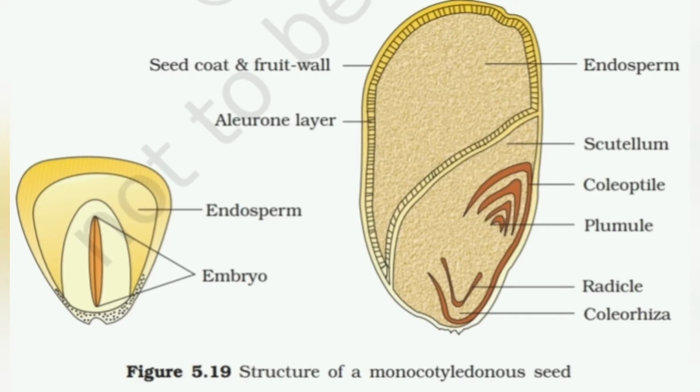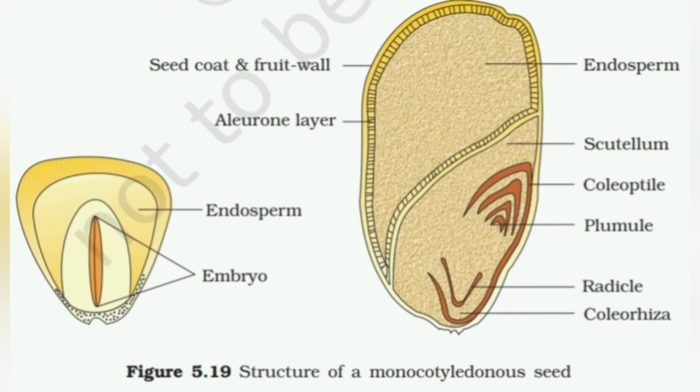Let us have a look at the monocot seed. We can see the monocot seed in which the embryonal axis has a special shield known as scutellum, next to which the aleurone layer is there, in which endosperm is filled. The seed coat is fused with the fruit wall. The embryo has plumule and radicle which are protected by coleoptile and coleorhiza respectively.